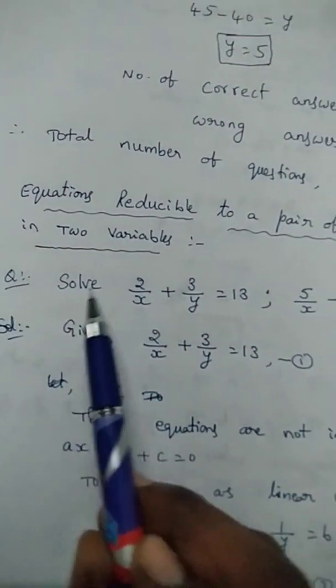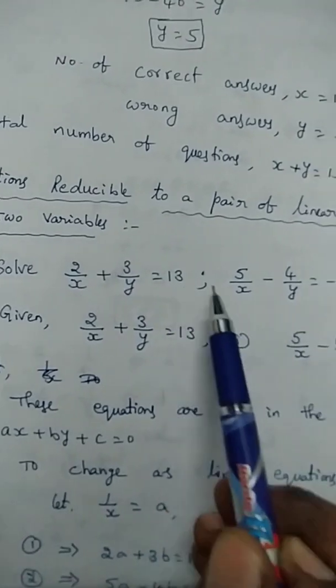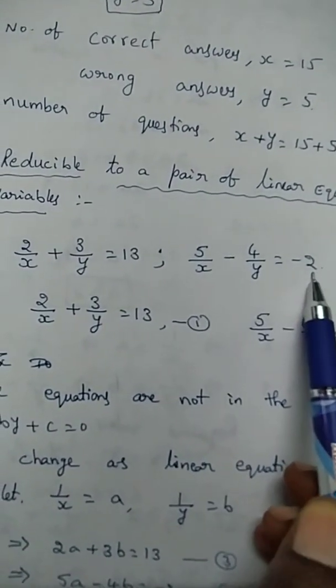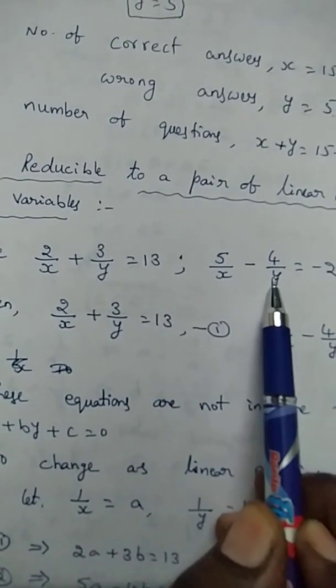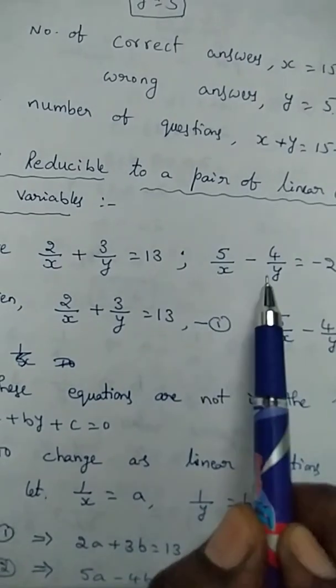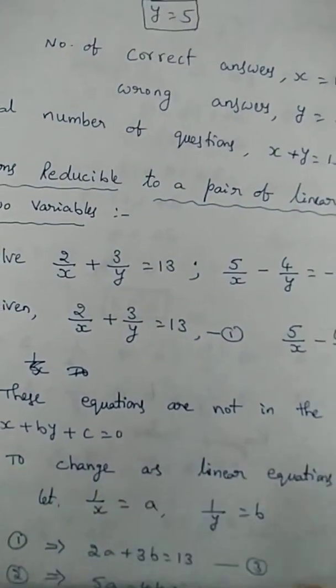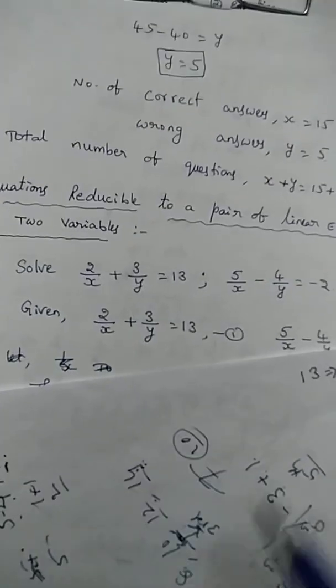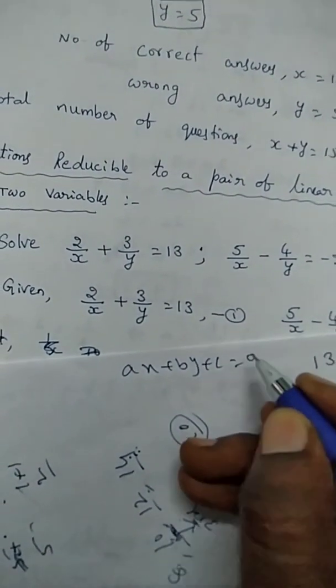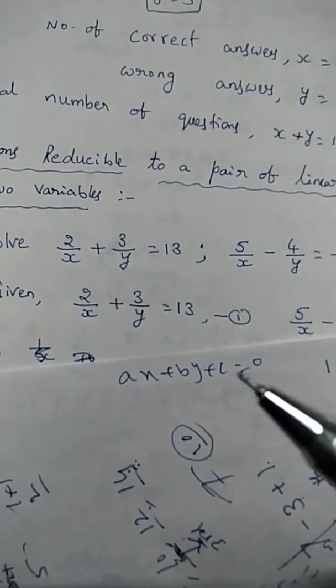Okay, question: solve 2 by x plus 3 by y is equal to 13, 5 by x minus 4 by y is equal to minus 2. So these are the two equations given in the question, but those are not a pair of linear equations. Generally, what is the linear equation general form? ax plus by plus c is equal to 0. A linear equation is a linear polynomial.